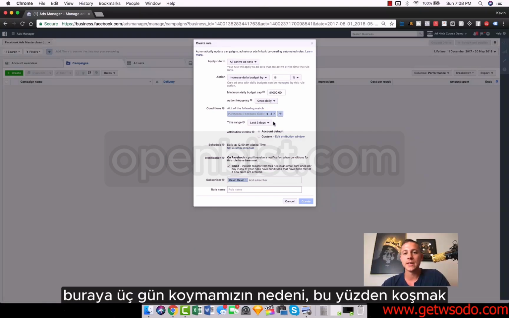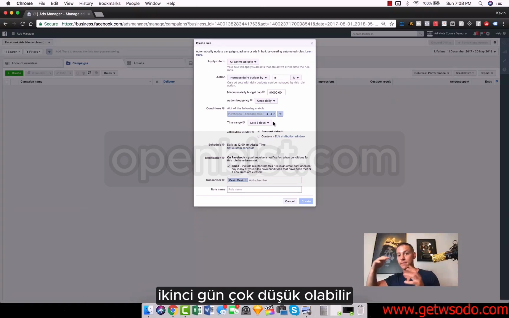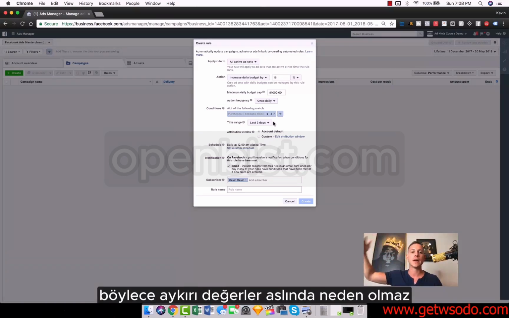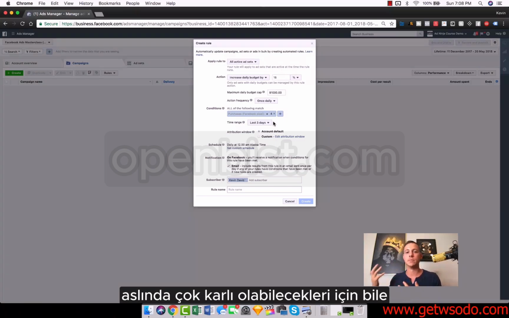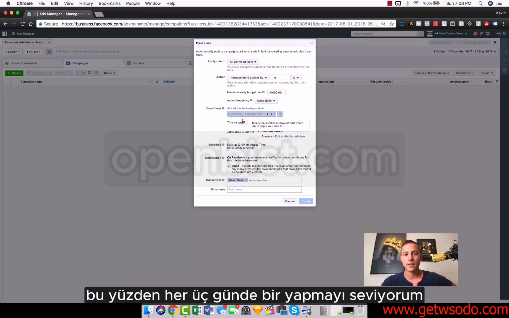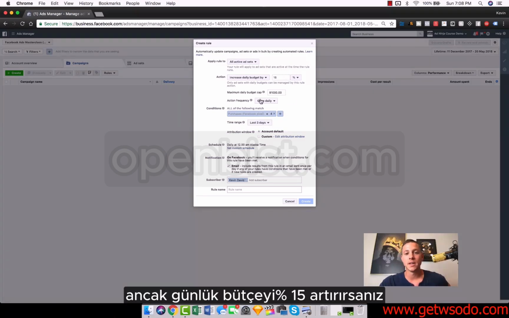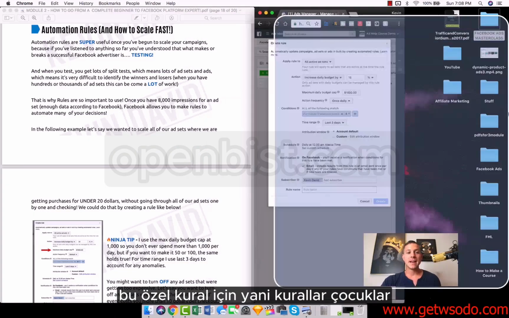And the reason we put 3 days here is so it's a running average. Sometimes on the first day it might be super high, the second day it might be super low, and so you want to have it as an average so that the outliers don't actually cause the rule to fire and turn off your account, your ad sets, even, because they might actually be very profitable. So I like to do every 3 days. This is the number of days of data you'd like to apply to your rule. But if you increase the daily budget by 15% every 24 hours, you're going to have very, very good results for this particular rule. So that is rules, guys.